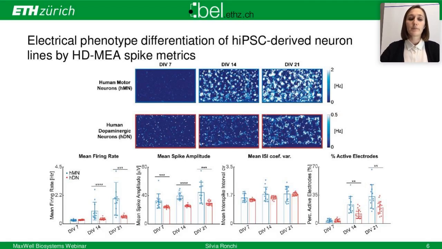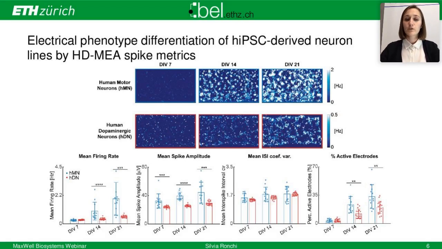And you can see it in the bottom part of the slide. In these four plots, every point represents one MEA at a specific day in vitro. In blue, you can find the results for the human motor neurons, and in red for the human dopaminergic neurons. So we compared these two wild-type lines for the mean firing rate, and we discovered that the human motor neurons were characterized in general by a higher mean firing rate than the human dopaminergic neurons. They were also characterized by a higher mean spike amplitude and a higher percentage of active electrodes. Instead, the interspike interval coefficient of variation was very comparable between the two cell lines, so they had very similar spiking patterns.